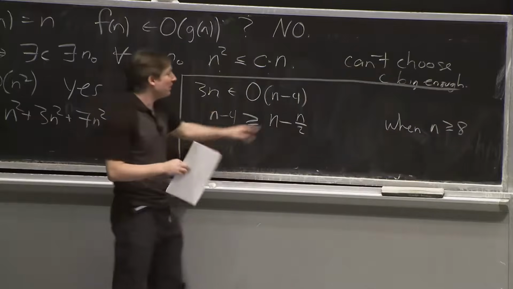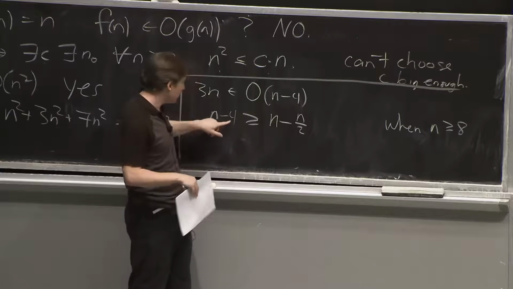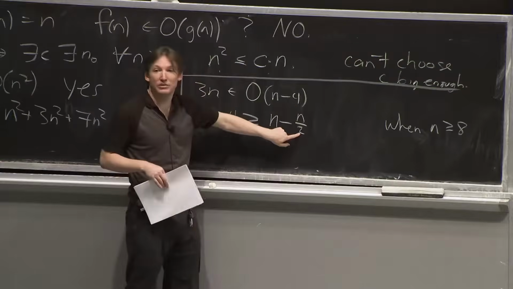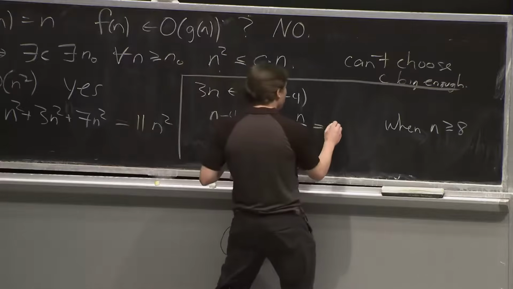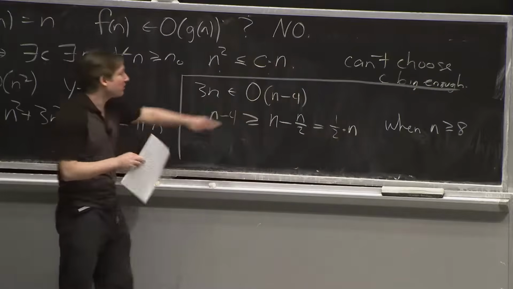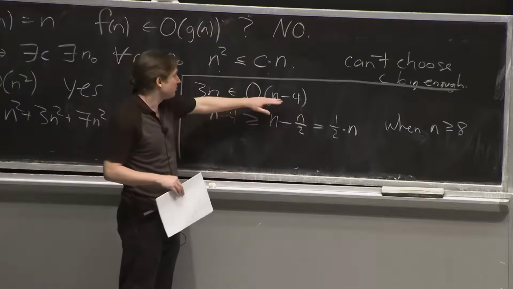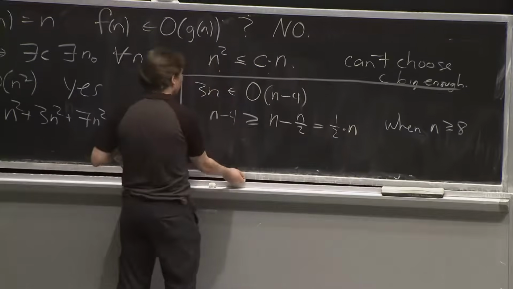All we're saying is that the n function overtakes the 4 function. So this 4, we can pretend it's an n over 2. We've lost a lot, but it doesn't matter because this is still a constant times n. So this function is bigger than a constant times n, and we can use that to do our proof.